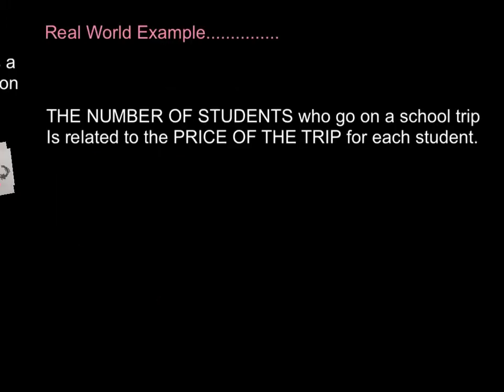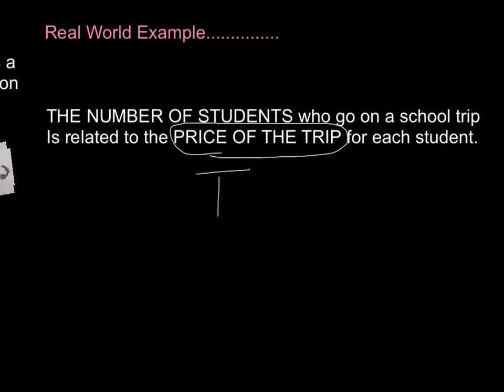All right, now let's look at a real-world example. The dependent and independent variables are bolded in the following sentence. Identify which is the independent and which is the dependent variable. So, the number of students who go on a school trip is related to the price of the trip for each student.